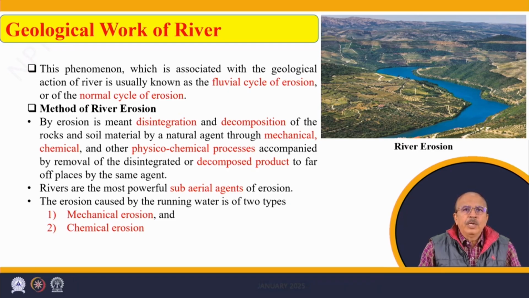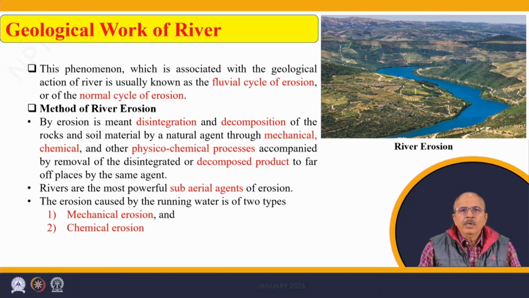This phenomenon, which is associated with the geological action of river, is generally known as the fluvial cycle of erosion or the normal cycle of erosion. Now, what are the methods? By erosion is meant disintegration and decomposition of the rocks and soil material by a natural agent through mechanical, chemical and other physico-chemical processes, accompanied by removal of the disintegrated or decomposed product to far off places by the same agent. So rivers are the most powerful subaerial agents of erosion.